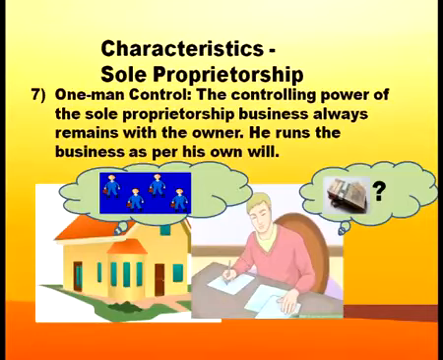Another characteristic, one-man control. The controlling power of the sole proprietorship business always remains with the owner. He runs the business as per his own will. He has to make arrangement for the building. He has to manage the workers. He has to make arrangement for money.